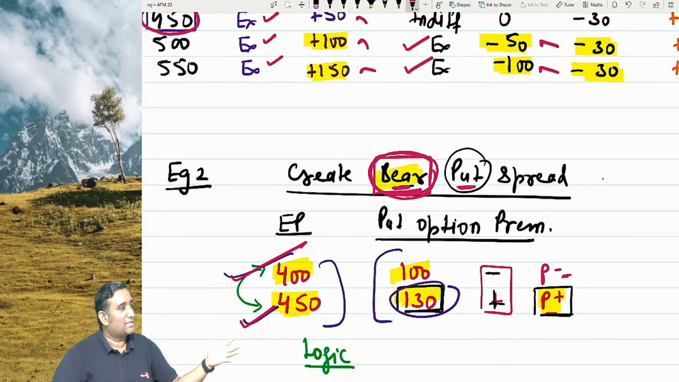In case the exam will not ask the logic. Minus plus, that means when you do plus, you end up paying what? Premium. Here you receive what? Premium. The logic is put, you expect price to fall, but you are not expecting price to fall below what? 400. So basically, if you would have taken only P plus, what would have happened?